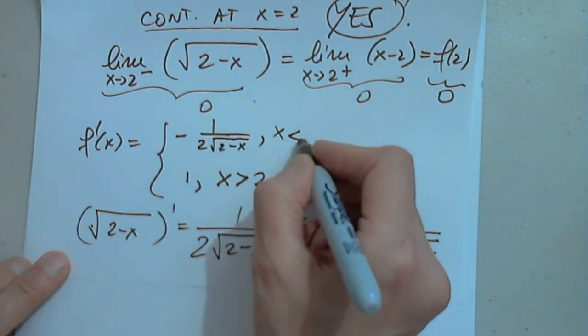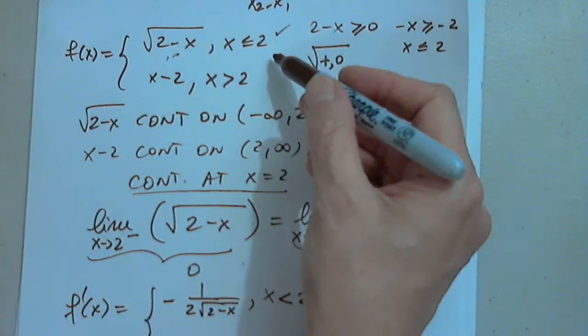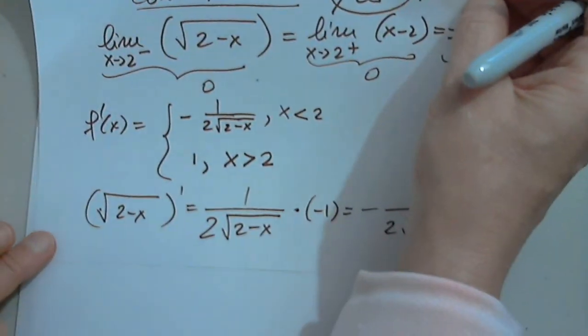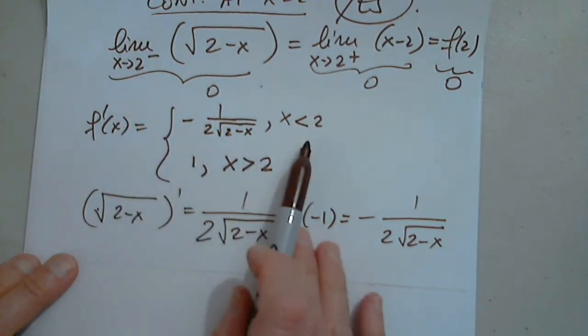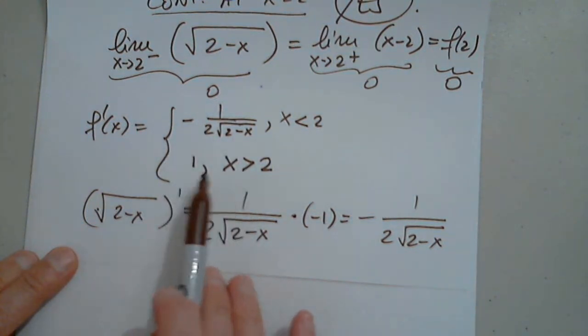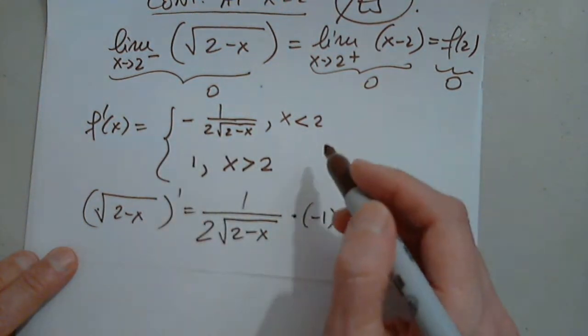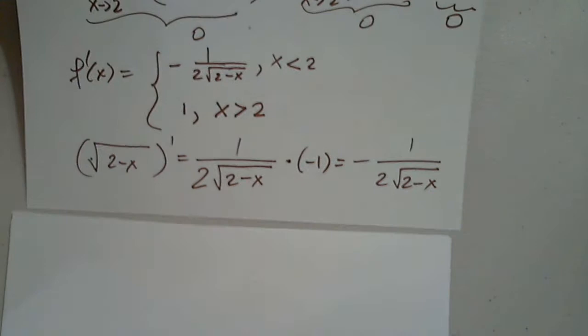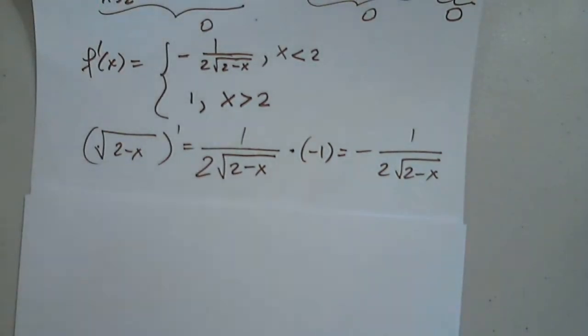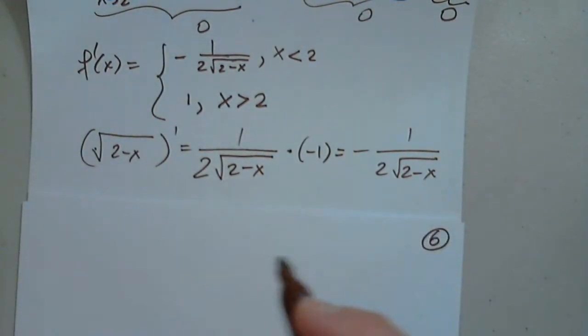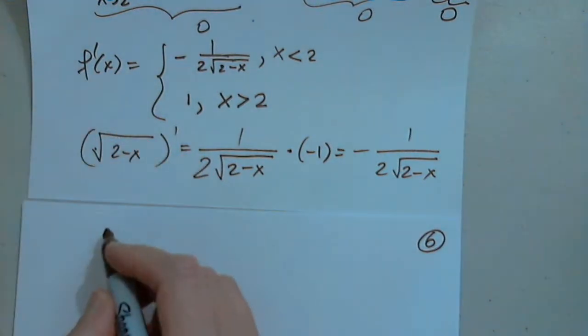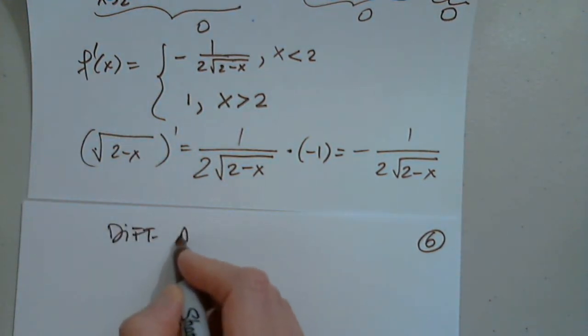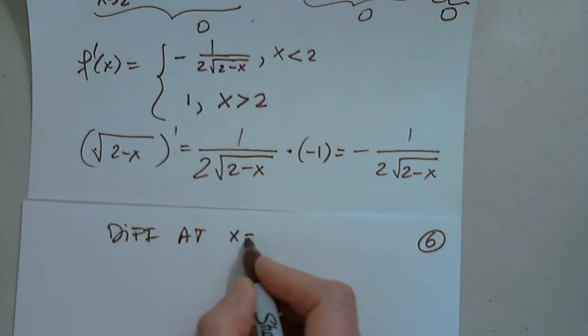So this is -1 over 2 the square root of 2 minus x for x less than 2. Notice that I did not include 2. So I know the function is differentiable to the left of 2, and this function to the right of 2. But I don't know if it's differentiable at 2. So this is the final step: differentiable at x equals 2.